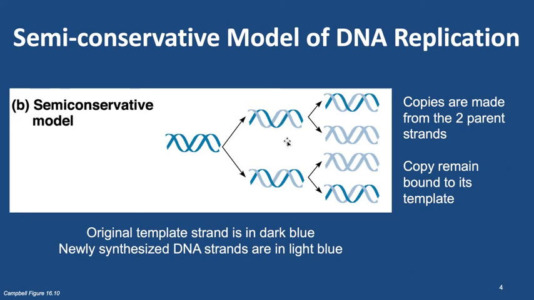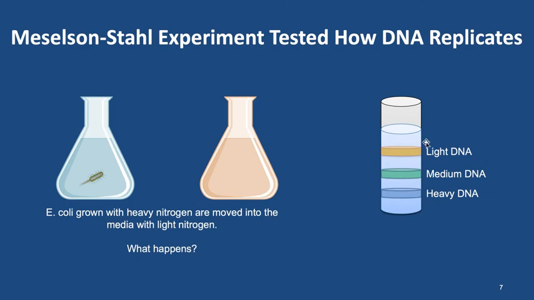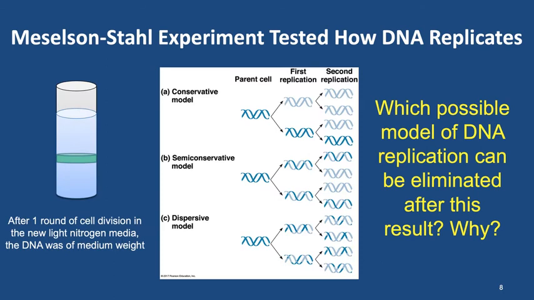If it's semi-conservative, more or less, you're going to see something similar. And then the dispersive model, you should see actually only the medium weight. So if it's mixing the heavy and the light, you're going to end up seeing just a medium weight for the DNA. So that's what's shown here. You can have either light, medium, or heavy, depending on what the results are.